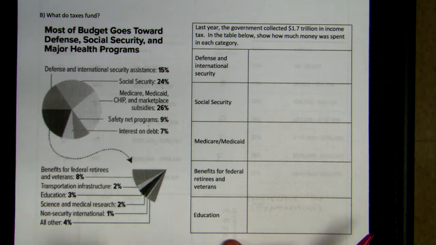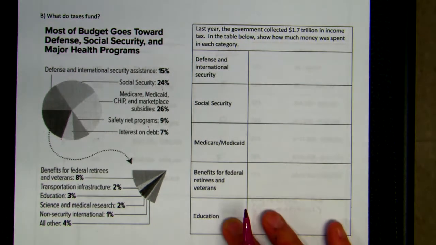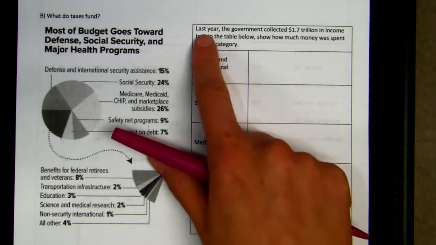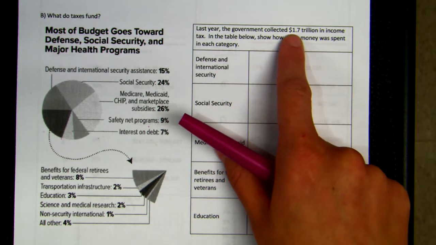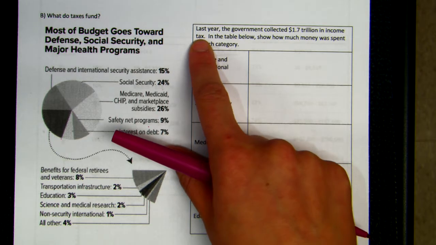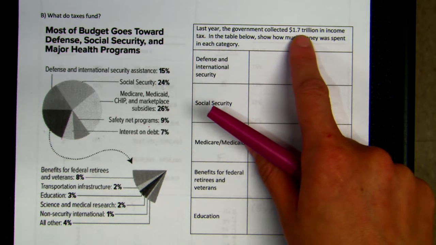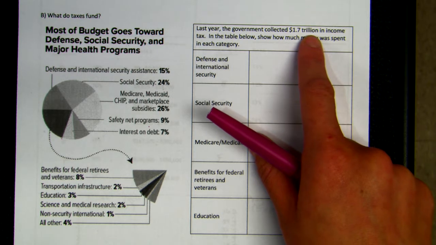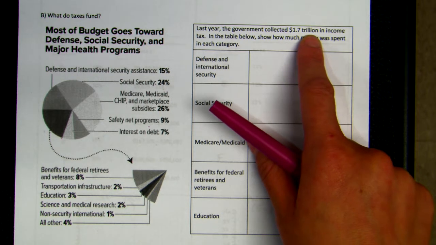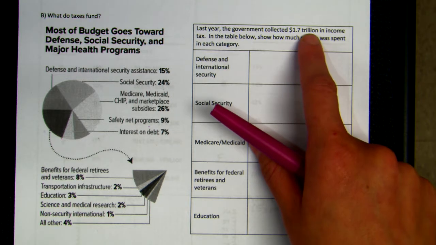So what we're going to do is see, when we pay income tax, what is that actual money going to, and how much is the government spending on these things? Last year the government collected $1.7 trillion in income tax. From its citizens, the government collected $1.7 trillion. To give you some perspective on that, that is $1,700 billion, which is just a whole lot of money.